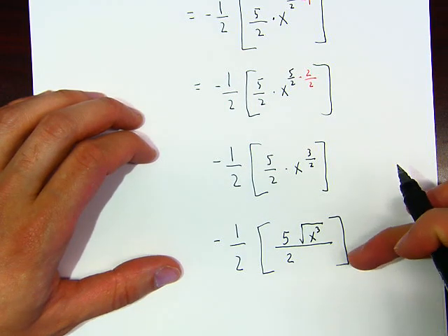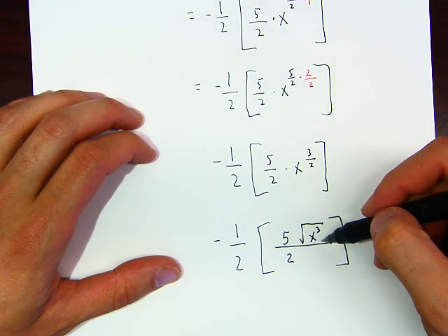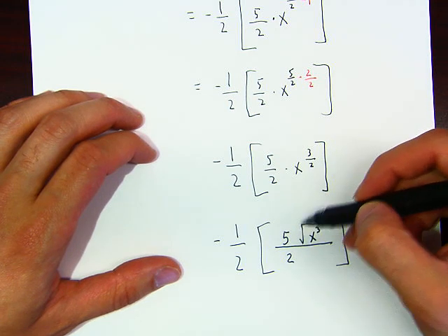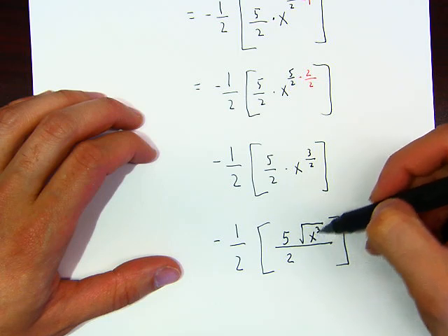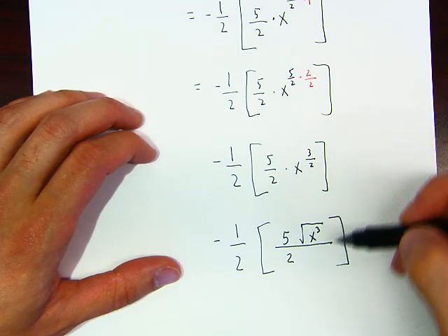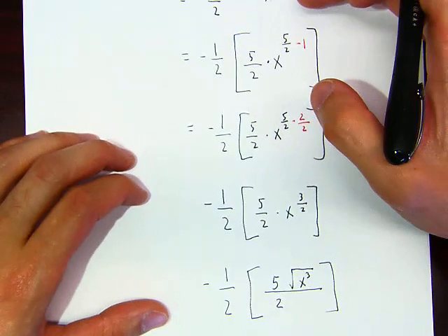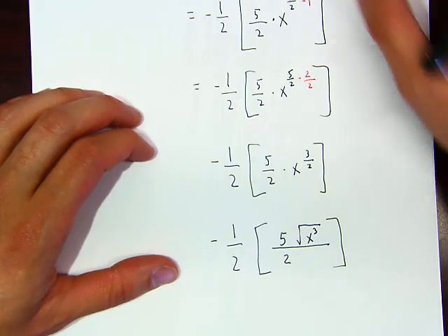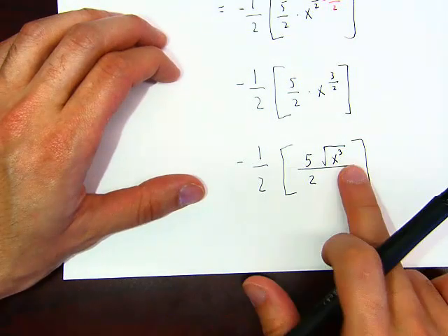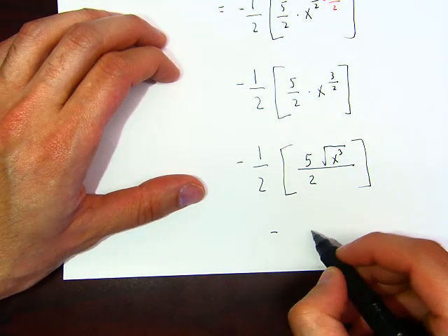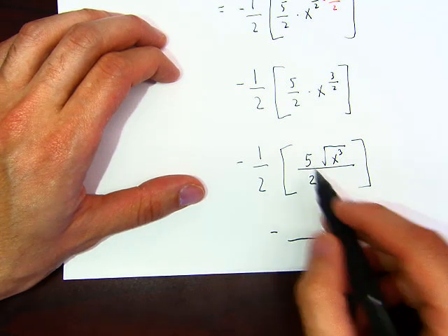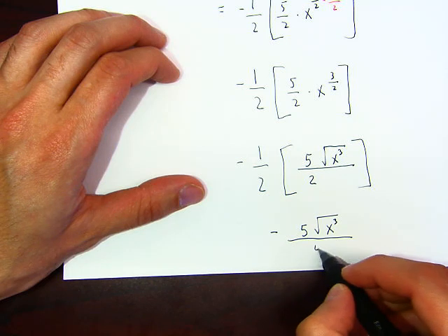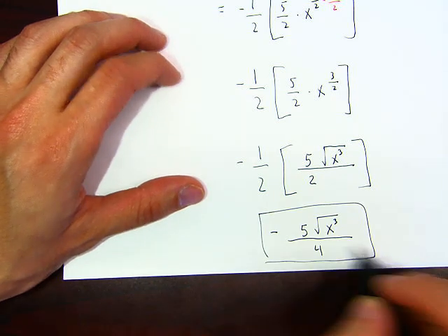Pause the video and take your time and see why this becomes this, okay? Because here, remember, this 2 is the radicand over here, and this 3 goes on the inside for the exponent of the x, and this 5 over 2 stays, right? For something like this, you got to go everything step by step. You got to take your time, okay? And then now we're going to multiply this negative 1/2 back into here, so it's negative, and then what's on the top? 1 times 5 is 5, radical x cubed over 4, and that's it, okay?